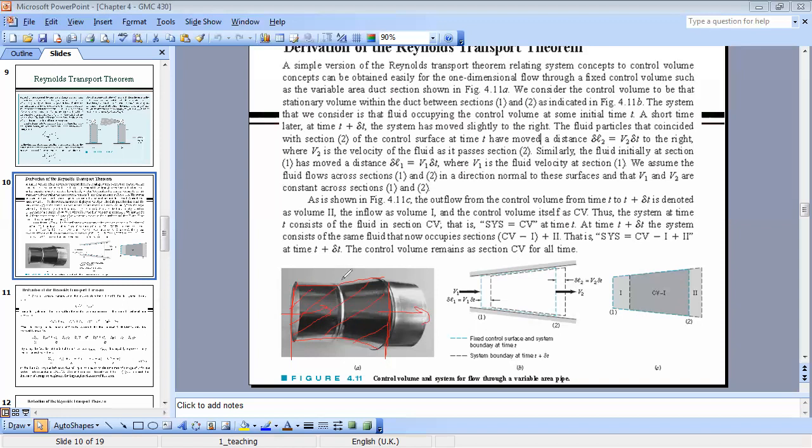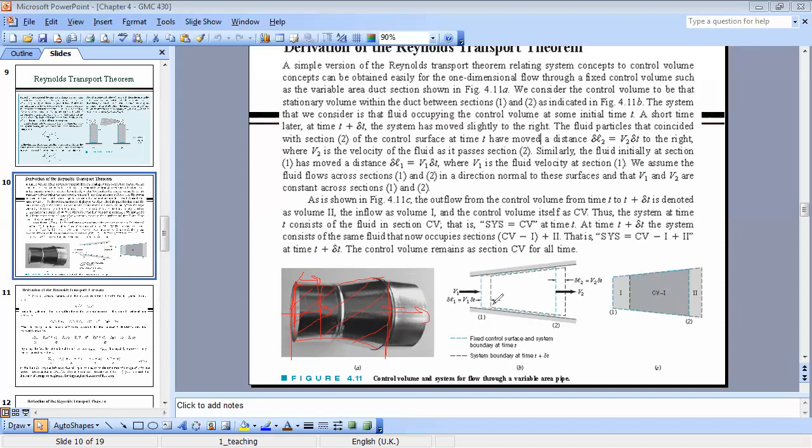After a certain time delta t, the particles that were here will move a certain distance, and they will be in a new position. And also particles that were at section 2 will move forward and will occupy a new position there. So now, after a small step of time, the control volume and the control system will be different, will not remain the same, but I can find a relation between them.